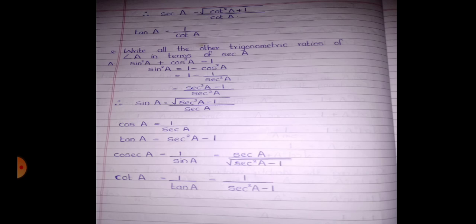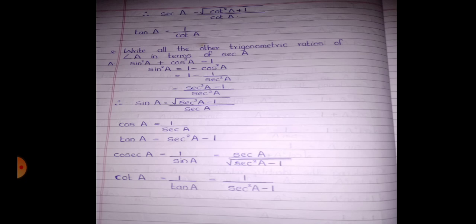Students, notice that the denominator does not have a square root. So what is sec A in terms of cot A? Sec A is equal to root of cot square A plus 1 by cot A. Then the third one is tan A. You know that. What is the relation between tan and cot? Cot is the reciprocal of tan A. So tan A is equal to 1 by cot A. That's the end of the first question.